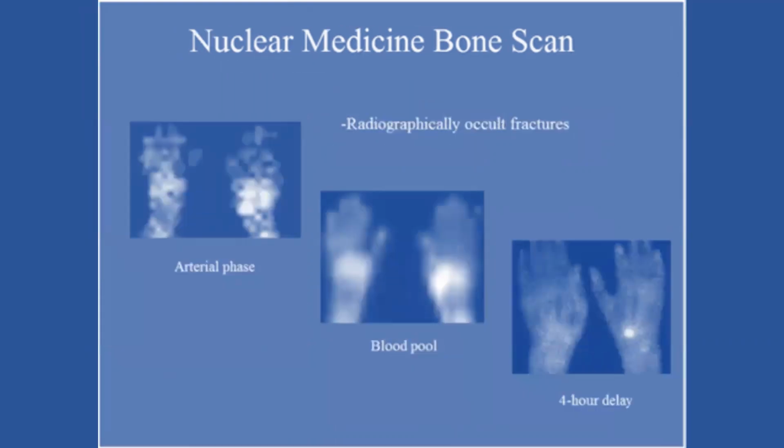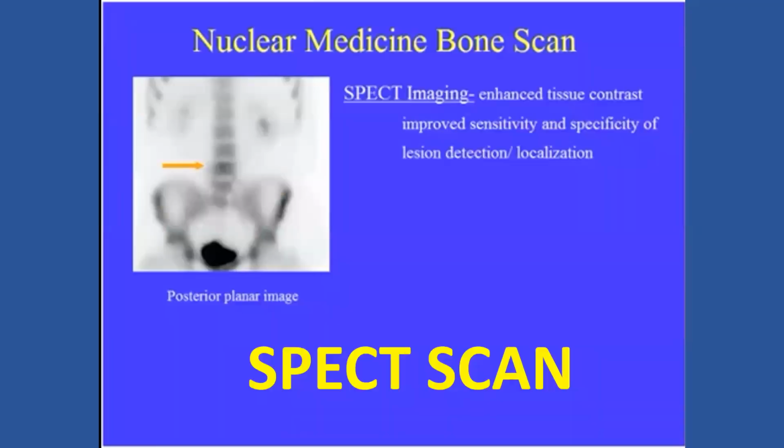This is what I meant about the three phases. The arterial phase, where you inject the radioactive substance. Then you have the blood phase, where you have pooling of blood. This is taken 30 minutes later, and you see where the accumulation is most. In this case, it's the right side. And then after 4 hours, you have the retained amount of dye, which occurs at the site of the problem. In this case, it was a fracture of the scaphoid bone.